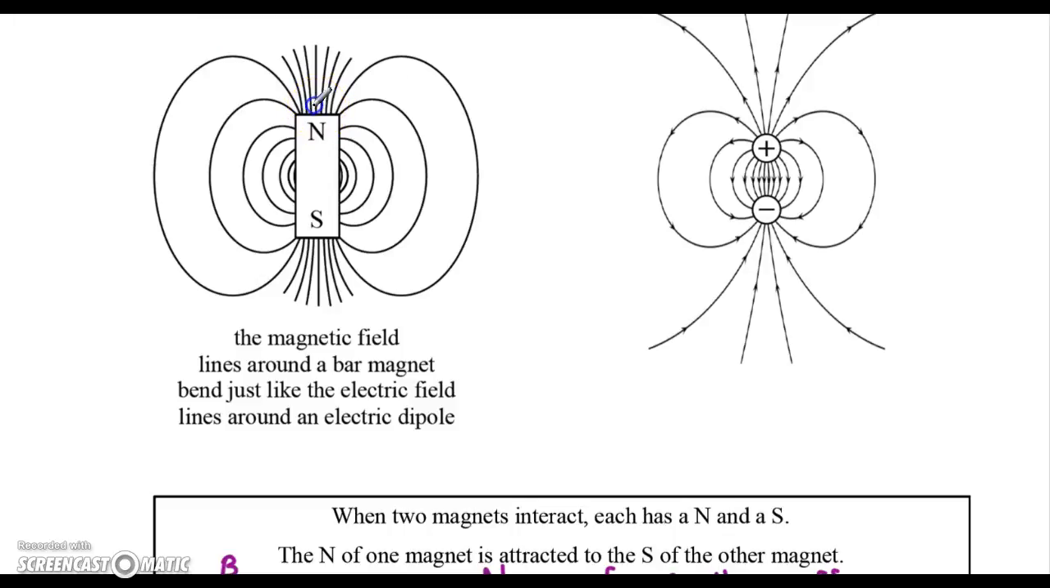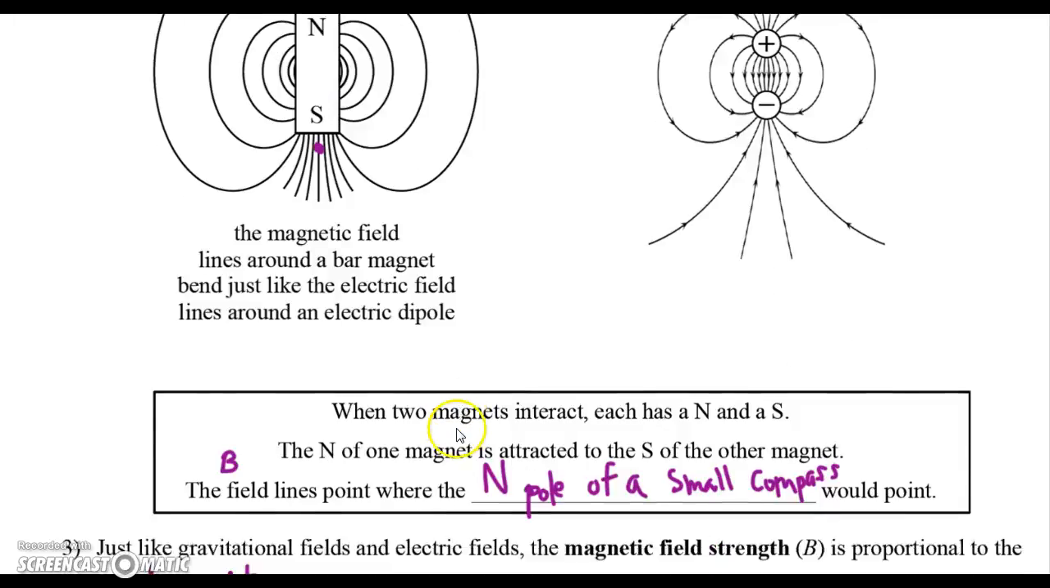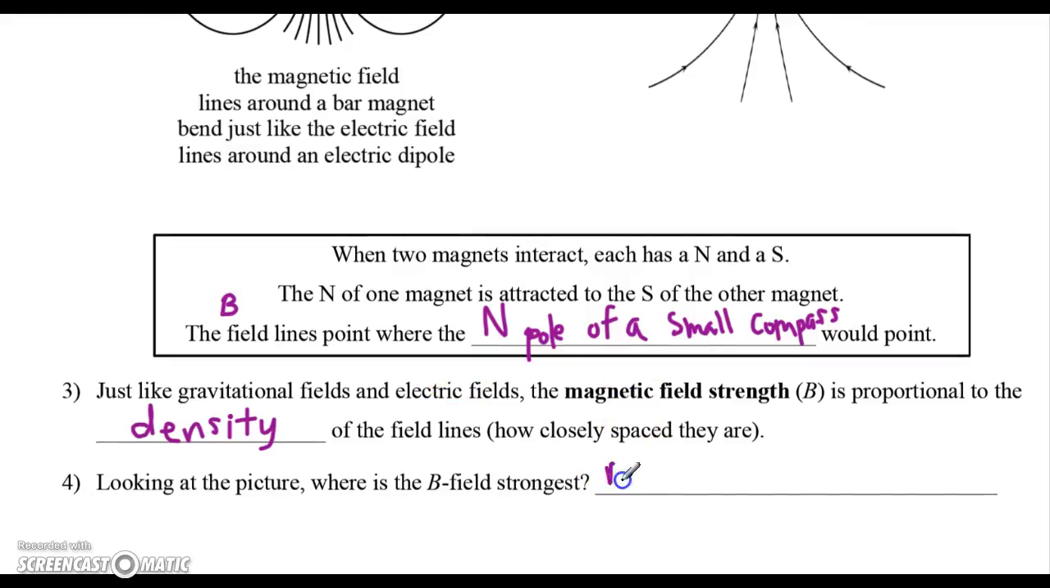And the answer, it might be a little hard to see, but the answer is near the poles. That's the answer. Near the poles. The North Pole and the South Pole of the magnet.